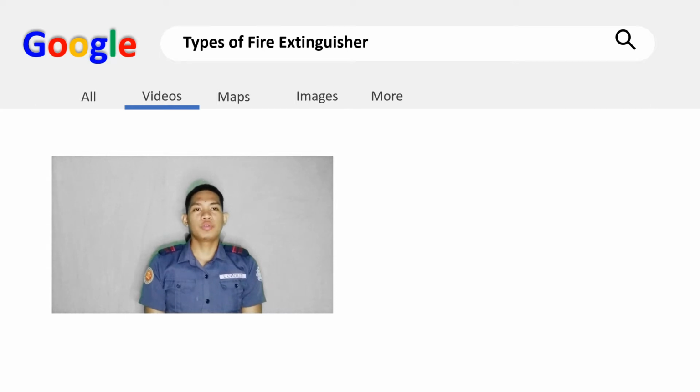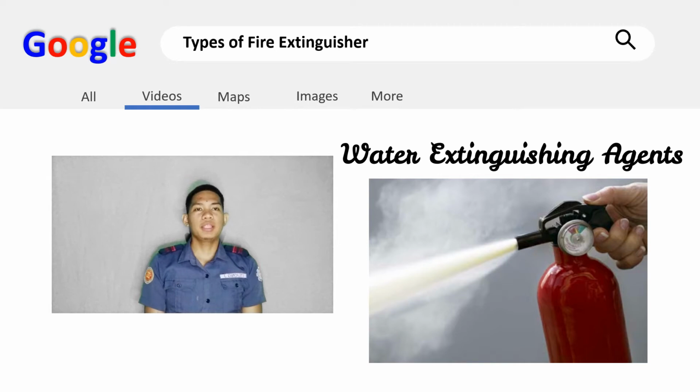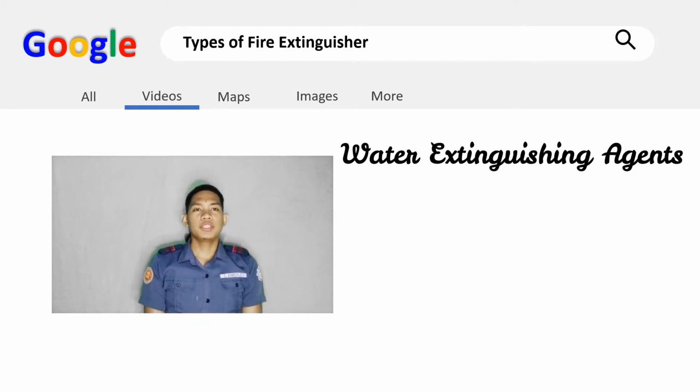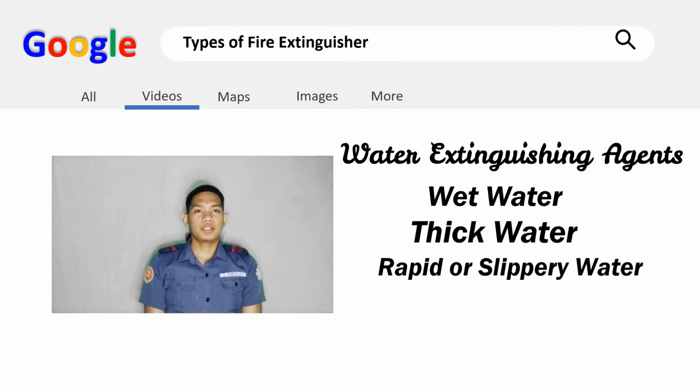These are water extinguishing agents. Water, because of its physical characteristics, makes a good firefighter on all three sides of the fire triangle. There are types of water firefighting: first is wet water, thick water, and rapid or slippery water.